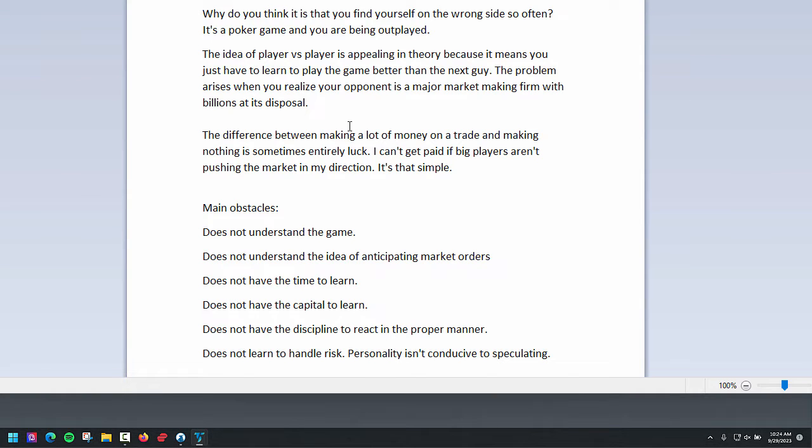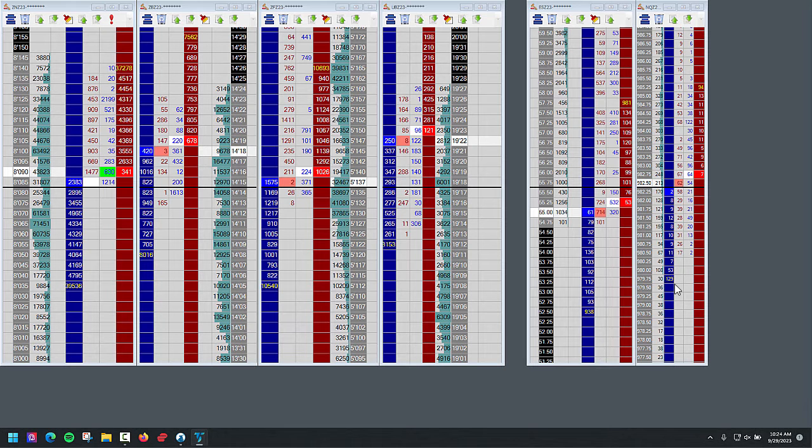Following up on the idea I mentioned earlier, the difference between making a lot of money and maybe making nothing is sometimes entirely luck, and not being able to get paid if the bigger players don't push the market in my direction. This is a great example of that. I didn't take a trade here, but I'll explain the thought process and the reasoning, because this is a great example that I caught on video. And I wouldn't take a short trade here for this reason.